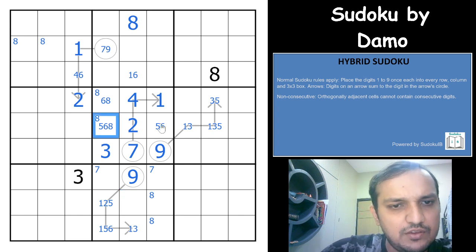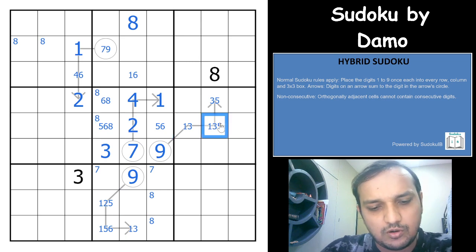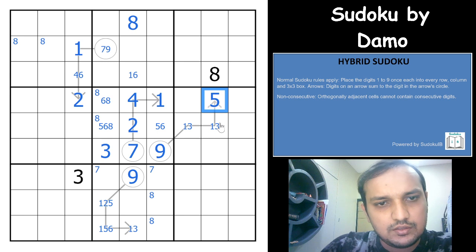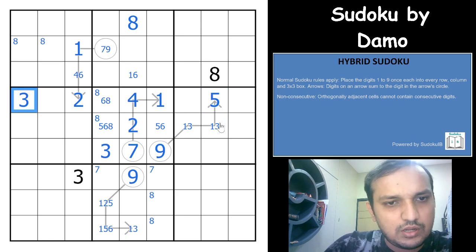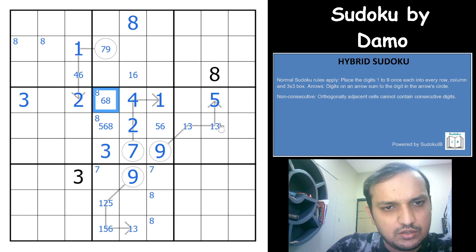Come on, 5 is in one of these two cells. Come on, come on. How did I miss that? This is a 5 here. 1 and 3. So 3 would have to be here. Come on, I missed a very simple logic here.